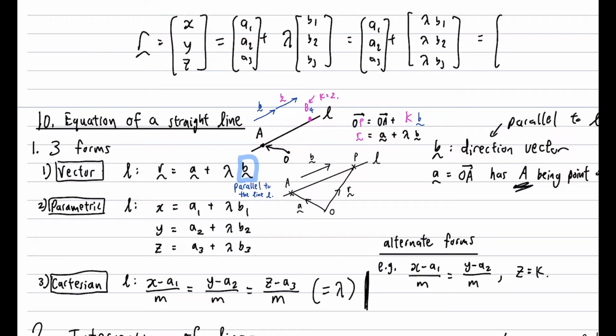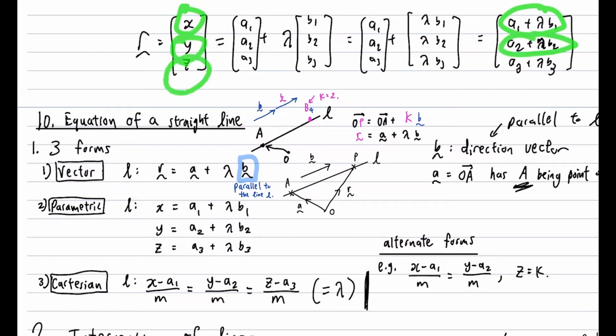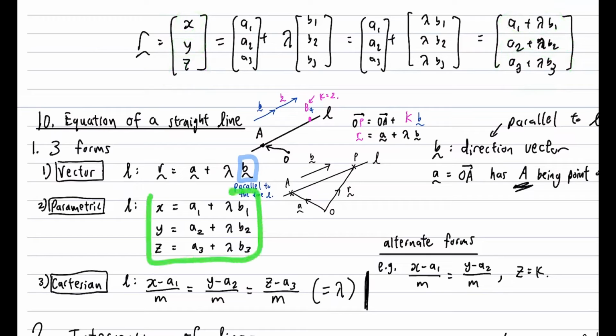Then you can just add them together. So A1 plus lambda B1, A2 plus lambda B2 for the second component, A3 plus lambda B3. Sorry for my handwriting. Then you get a vector. So now you got X is A1 plus lambda B1, Y is A2 plus lambda B2, Z is A3 plus lambda B3. Compare component wise. That's why you get these three equations. Clear? Okay, next one, Cartesian form.